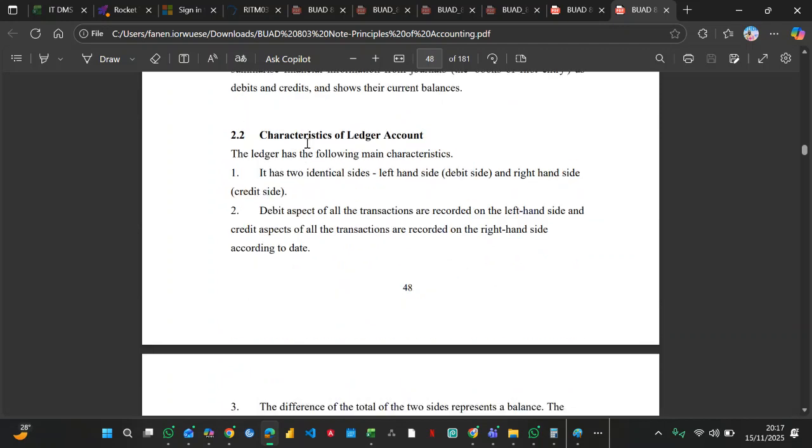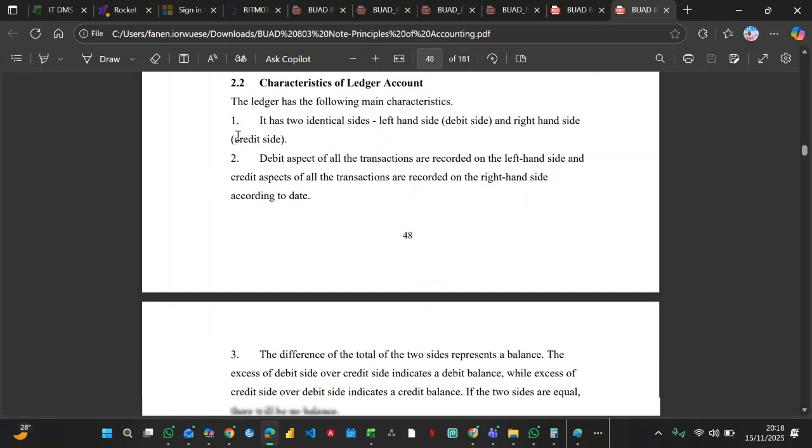It has certain characteristics, so what are the characteristics that make up this book? A ledger has the following main characteristics. It has two identical sides: the left side, which is the debit side, and the right-hand side, which is the credit side. The debit aspect of all the transactions is recorded on the left-hand side, right? And then the credit aspect is on the right-hand side. So these are the characteristics of it.